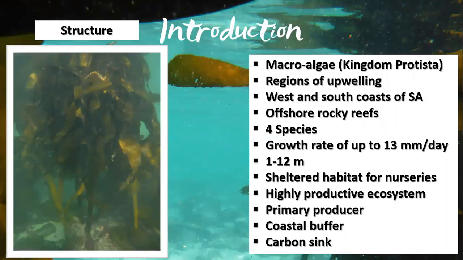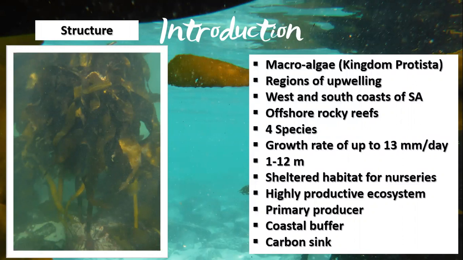Kelp is a macroalgae, which means it belongs to kingdom Protista, making it neither a plant nor an animal. Kelp forests flourish in regions of upwelling, and in South Africa, this occurs along our west and south coasts. They also prefer offshore rocky reefs. Sea bamboo and split fan kelp are the two most common species in South Africa, with spine kelp and bladder kelp making up the four species that form the forests fringing our shores.